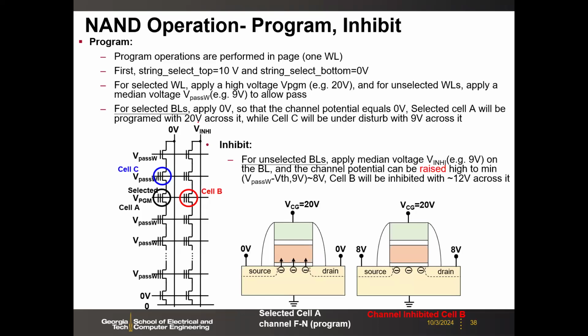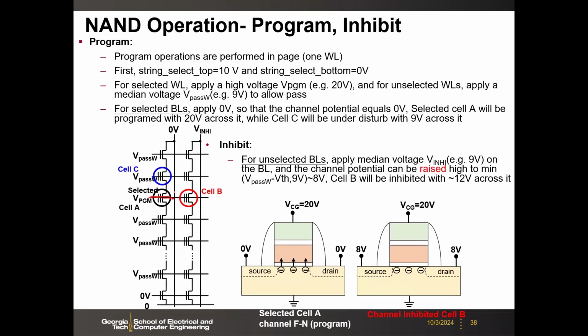So let's look at the program condition. It's not very straightforward. As I said, for the program, you have to select this one page, for example, this page. But you only program some of those cells, depending on your data pattern, because after you erase, you are going to write all the data. Let's say erase means you get all the electrons out. Then the threshold voltage will be low, and that means all the data will be 1. So a fresh block has all data as 1.